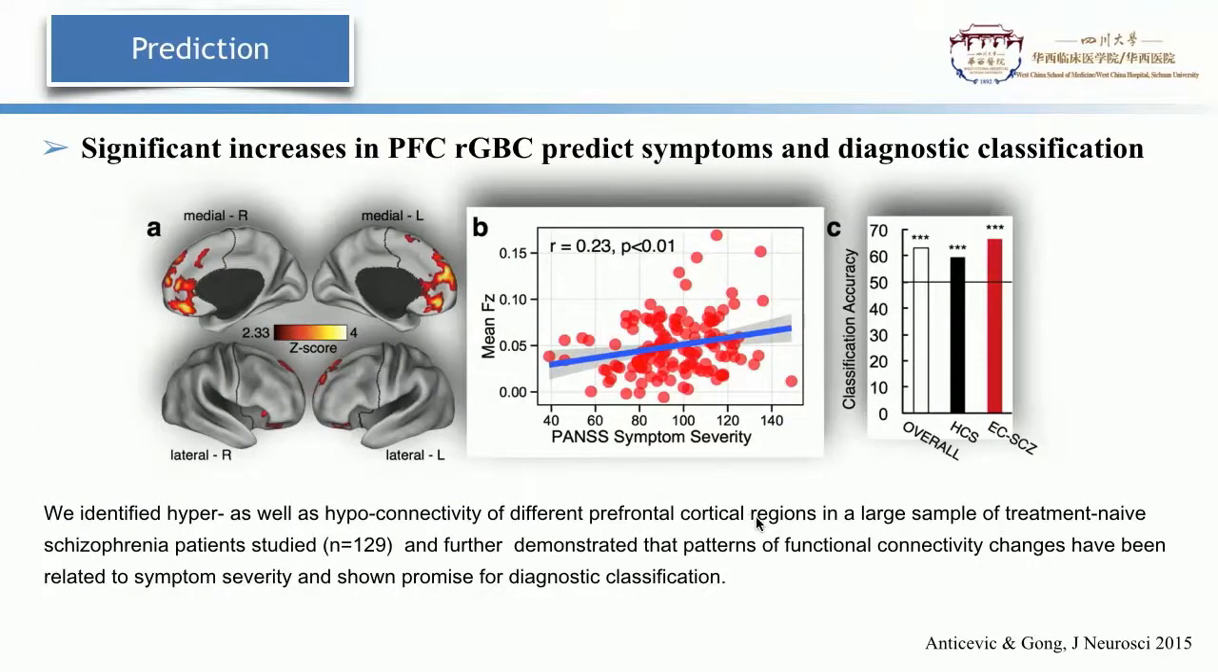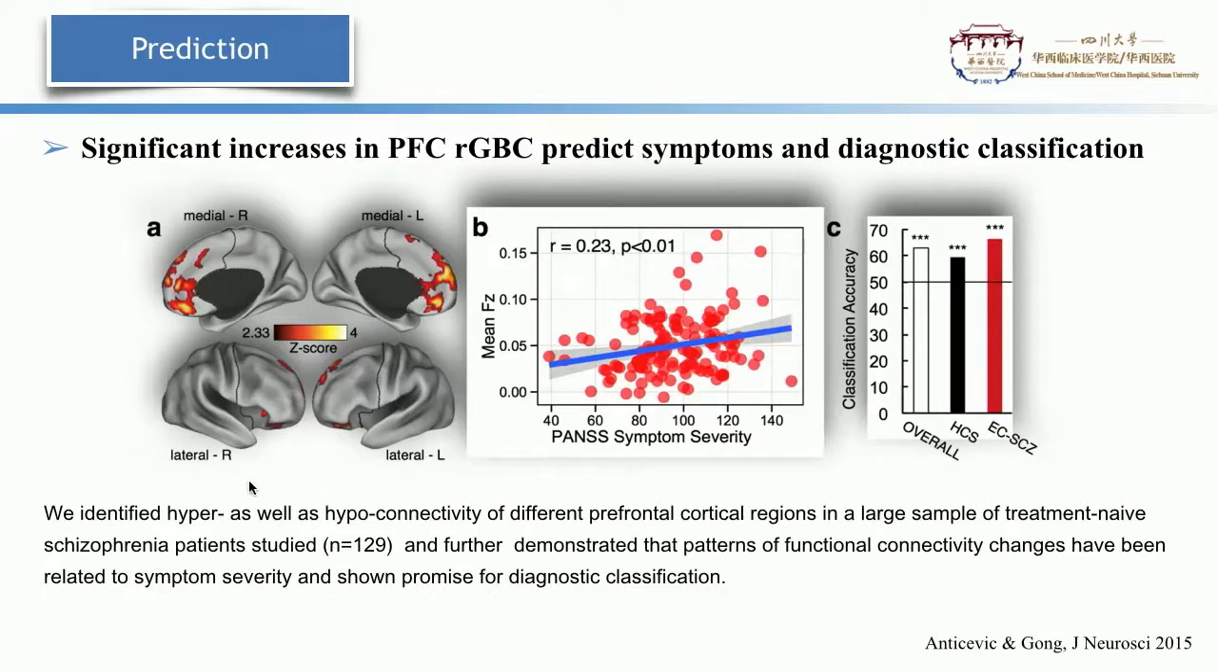There is another article on the schizophrenia data we collected previously, because after several years we have more than 100 schizophrenia patients. In this one we worked with a collaborator from Yale, using a method called RGBC, which is also a way to measure the connectivity between voxels.